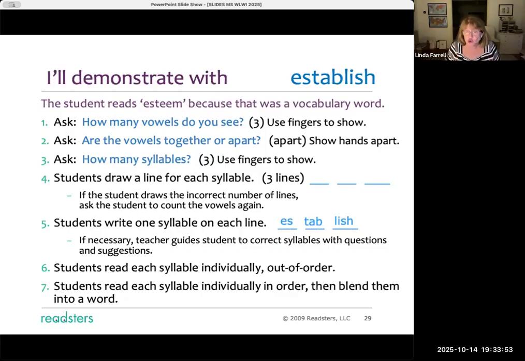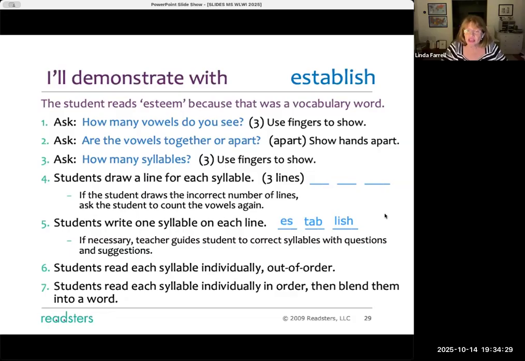Then I have the student draw 3 horizontal lines on the whiteboard or paper or whatever we're using, and I have them break it into syllables. So the students write 1 syllable, 2 syllable, 3 syllable. Then I've told you how we correct the syllables. And then I say, now, for a student who gets this easily, I will say, read these in order. Establish. Oh, establish. That's what they get if the word's in their vocabulary.